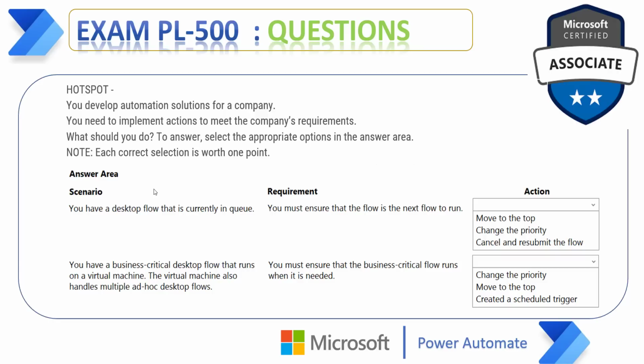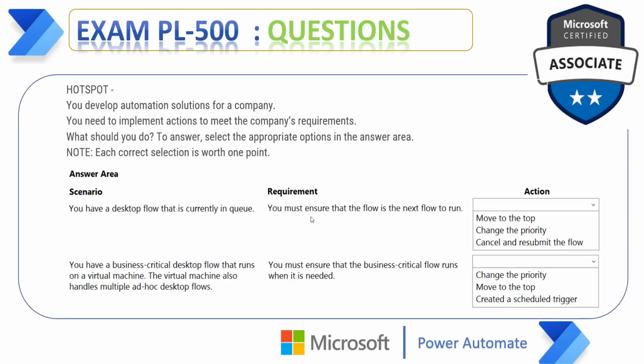There you can see I have two scenarios. One is you have a desktop flow that is currently in queue. Now what is the requirement over here? You must ensure that the flow is the next flow to run. So in the action pane, if you see over here, I have three actions. One is move to top, another one change the priority, third one cancel and resubmit the flow.